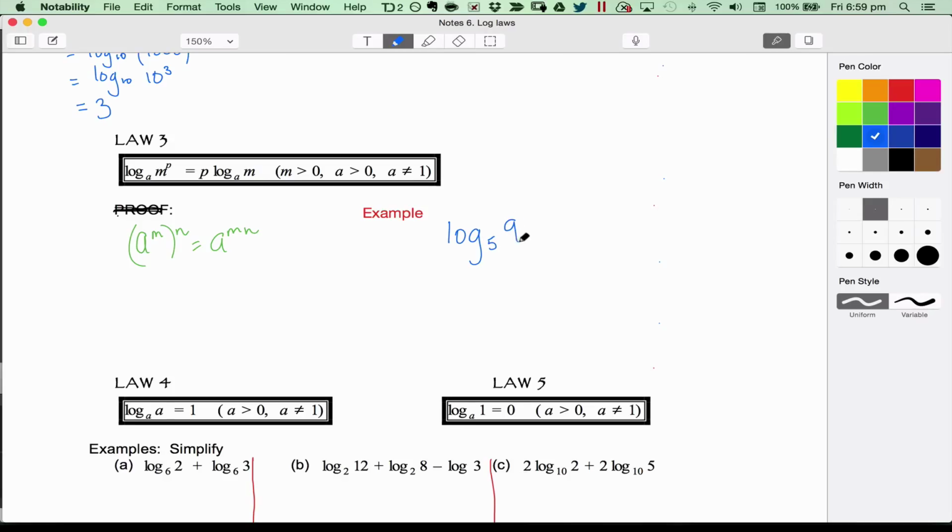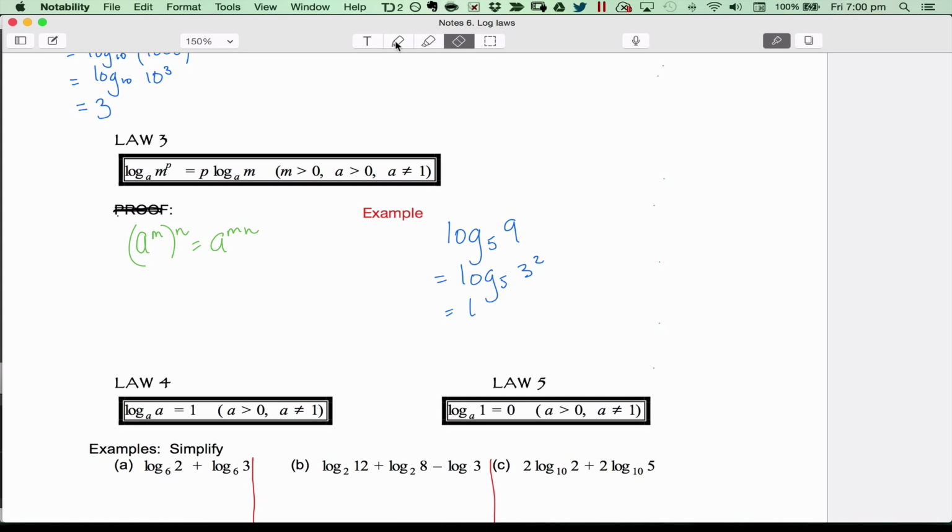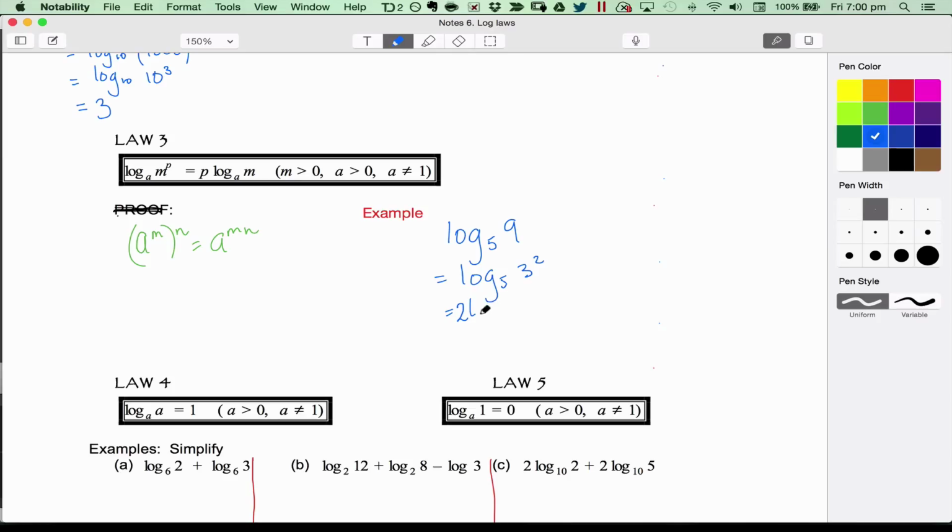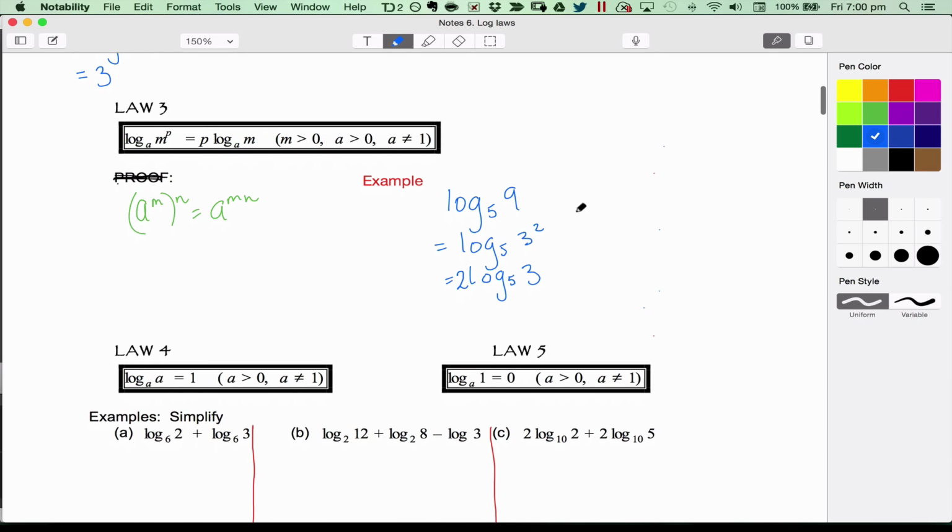Log 5 of 9 is the same as log 5 of 3 squared, which is the same as 2 log 5 of 3. And that's the most we can simplify this one. Just make that equals look a little bit clearer.